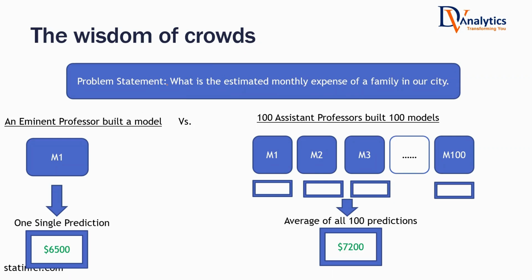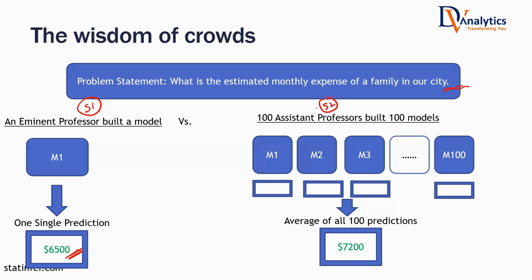Let us take a different example. Imagine you have a problem statement: we want to estimate the monthly expense of a family in our city, say New York. Now you have 2 scenarios. In scenario 1, you give this problem statement to an eminent professor from a big university. He is a great data scientist. He builds one model and gives you a predicted value: the estimated monthly expense of a family in our city is $6,500. This is a prediction from one model.